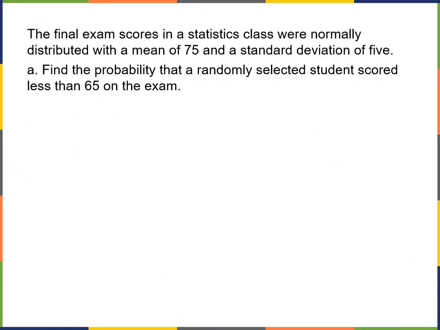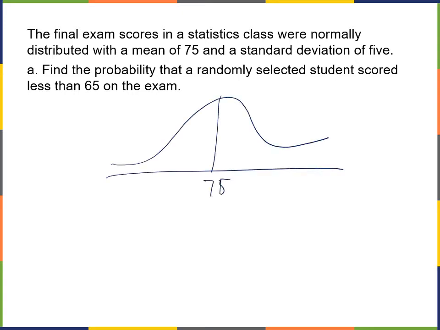Here's another one. Final exam scores in a statistics class were normally distributed with a mean of 75 and a standard deviation of 5. So, a normal distribution, mean of 75, and a standard deviation of 5. Okay, this is the standard deviation symbol. Find the probability a randomly selected person scores less than 65 on the exam. Well, here's 65, and less than 65 would be here.